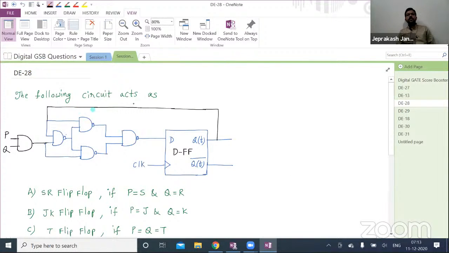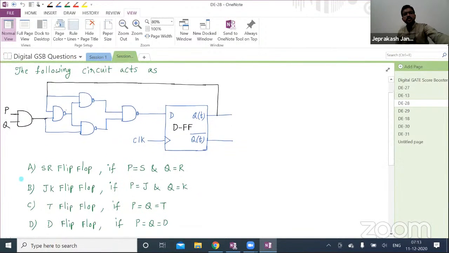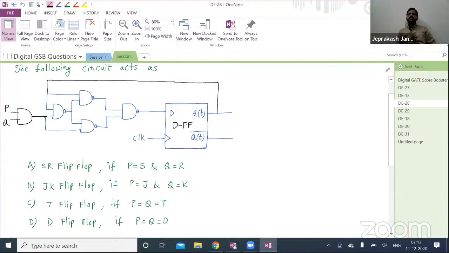Next question. The following circuit acts as. Here he has given one flip-flop, that is D flip-flop. Okay. And he has given some circuit diagram here. And he is asking, what is the overall circuit? Based on the given choices, you can look at the choices and verify. Whichever option satisfies, that will be the correct one.